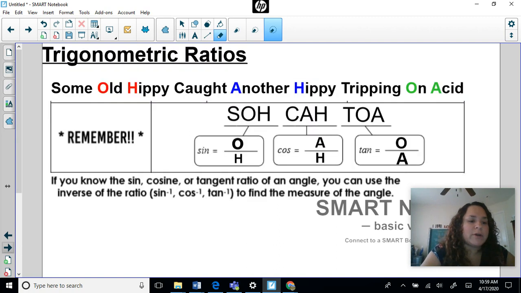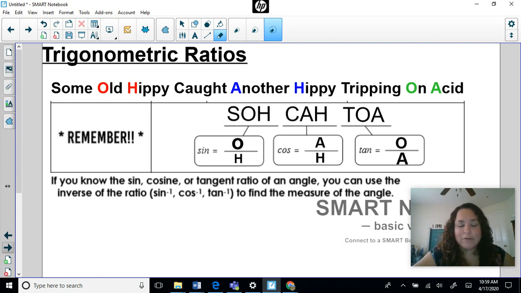So the first thing that we're going to talk about is what are trigonometric ratios? Well, there's three specific trigonometric ratios that we're going to focus on here. And the first one is sine, and then we have cosine, and thirdly we have tangent, right? And there's this acronym that you can use in order to help you remember what these ratios are. Some old hippie caught another hippie tripping on acid.